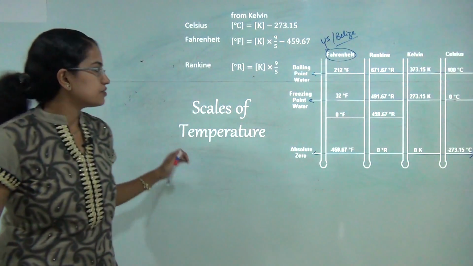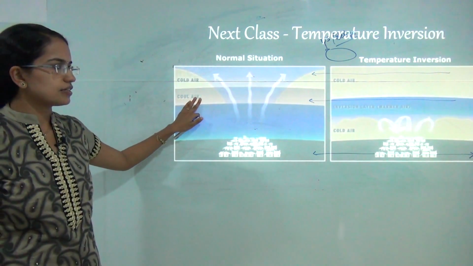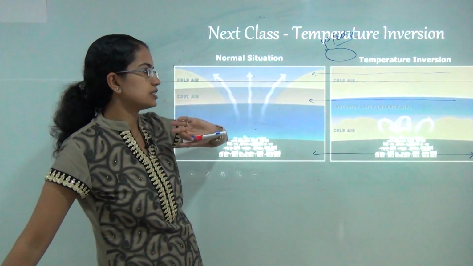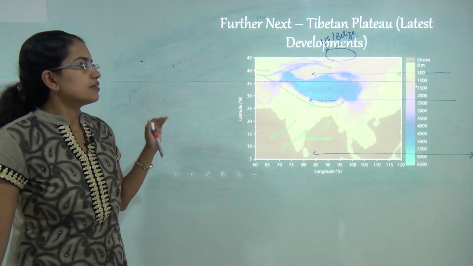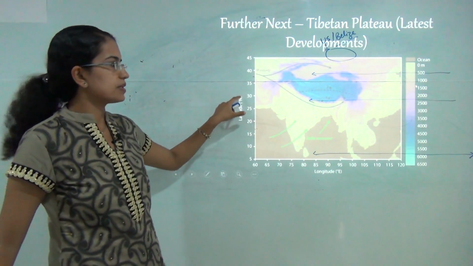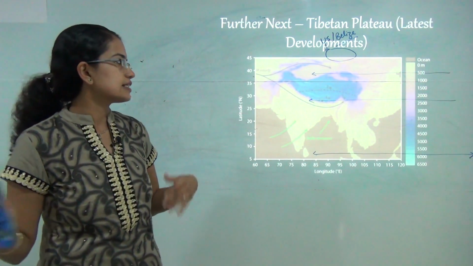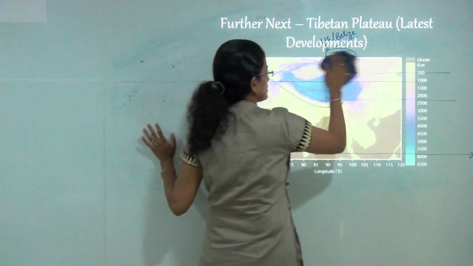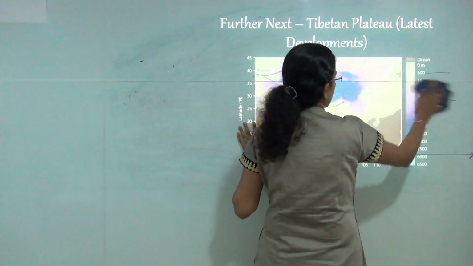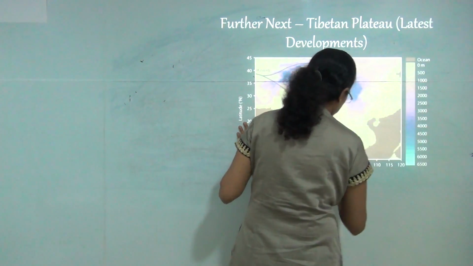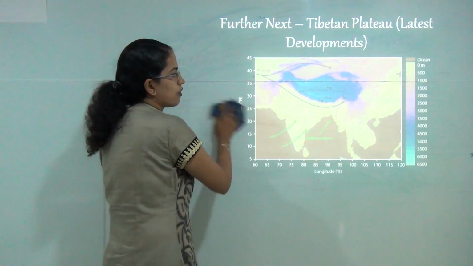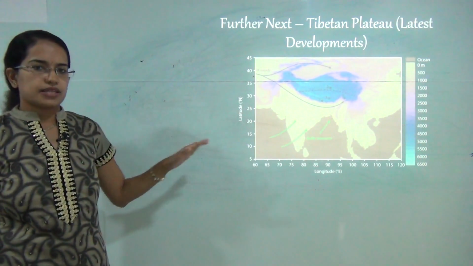In the next class we will talk about temperature inversion, the basic idea and the various types of temperature inversion. In the class after that we will focus on the Tibetan Plateau and the latest developments in the field, its effect on the Indian monsoon, and the global climate changes occurring because of changes in the structural formation of the Tibetan Plateau.